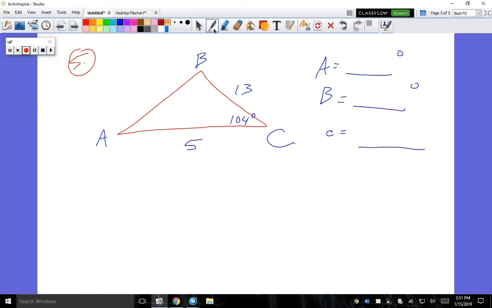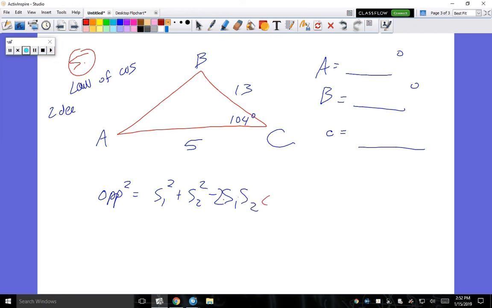Alright, so again, this one says using the law of cosines, and we want to round to 2 decimal places. Law of cosines. Now, again, let me remind you, the quiz will not tell you what to use. You figure that out. That's part of this. So using law of cosines, the equation will be provided for you. We know the opposite squared is side 1 squared plus side 2 squared minus 2 times side 1 times side 2, and then most important, the cosine.